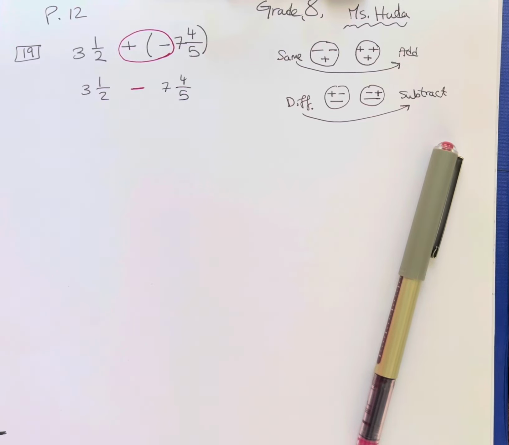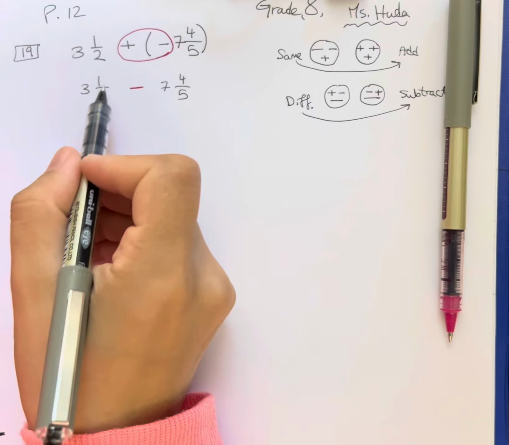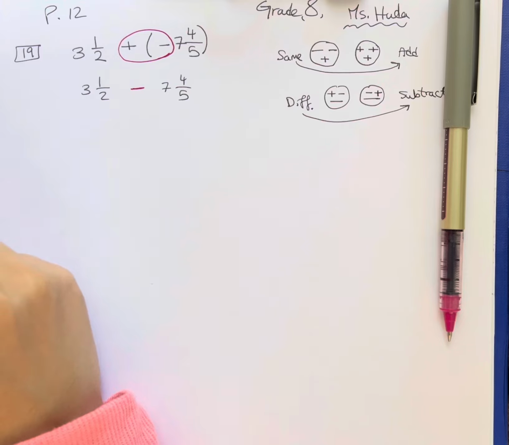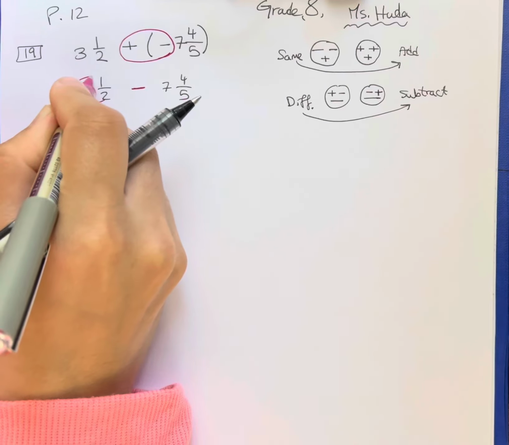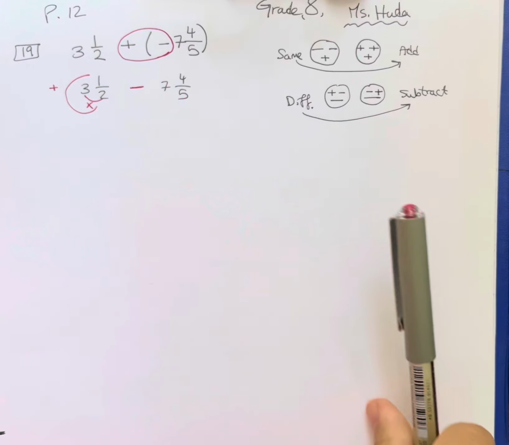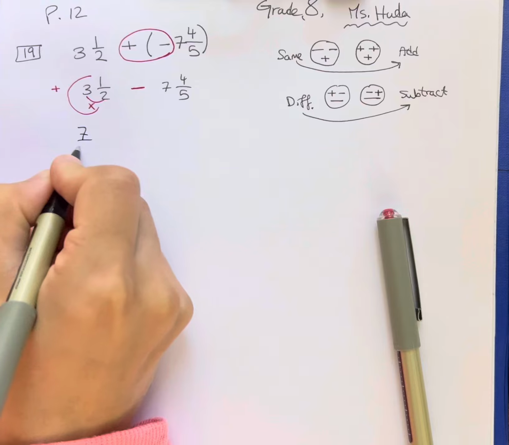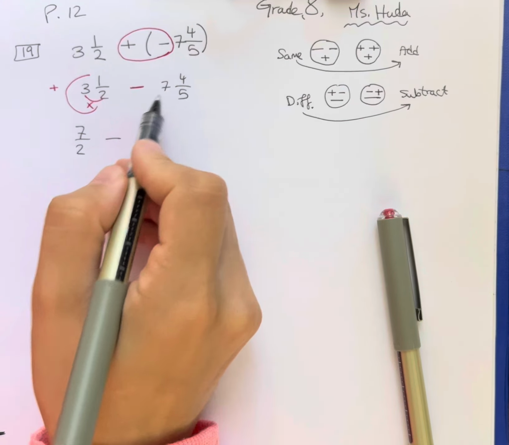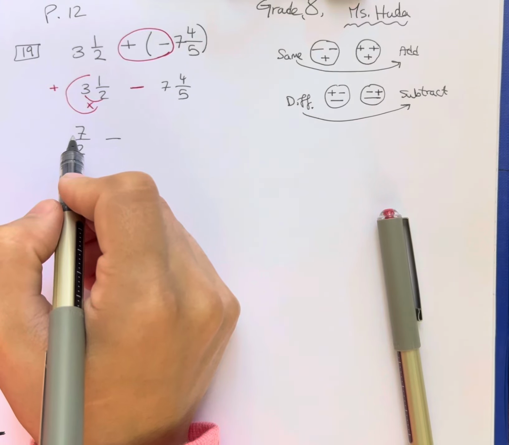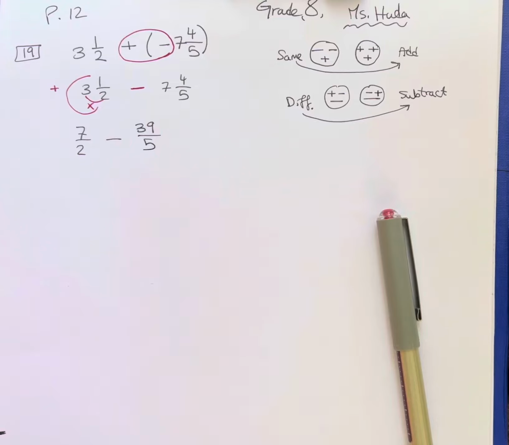In here, it's easier to work with proper or improper fractions. So what I'm going to do is change the mixed numbers to improper fractions. The first step is that I'm going to multiply, then add, and then put the same denominator back. So 2 times 3 gives me 6, plus 1, 7 over 2. Minus. I'm going to do the same thing here also. 5 times 7, 35, plus 4, it's going to be 39 over the same denominator, which is 5.